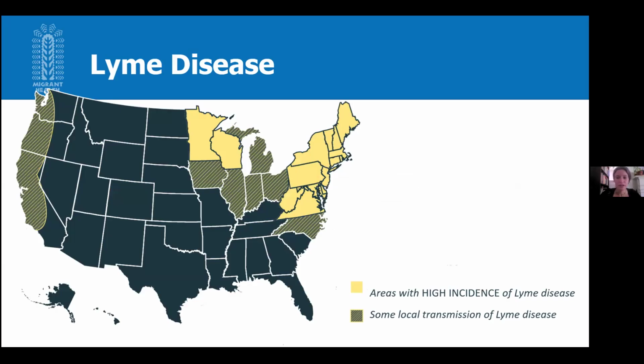So you're all familiar in the chat, it sounds like, with the fact that you're in high incidence states, which are mostly concentrated in the Northeast. There are some states that have some local transmission. They're not considered a high incidence state, but you will see some cases pop up along the West Coast and in places like Illinois.